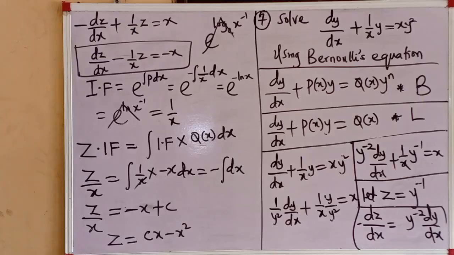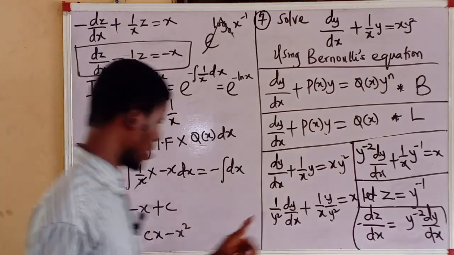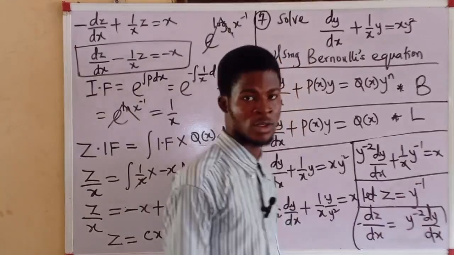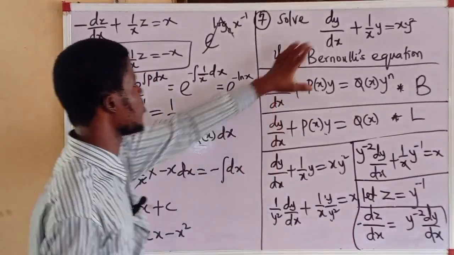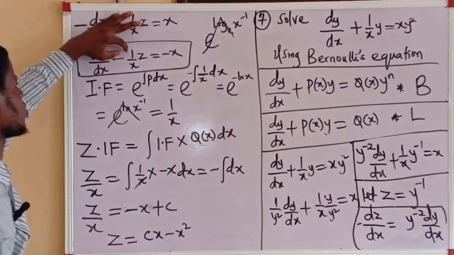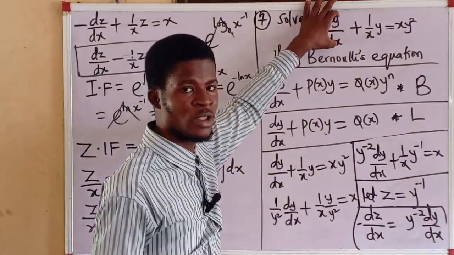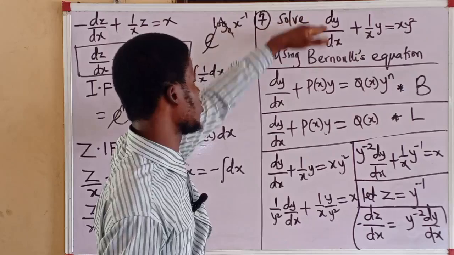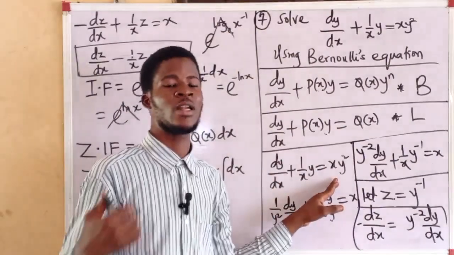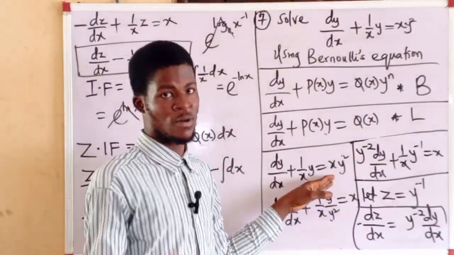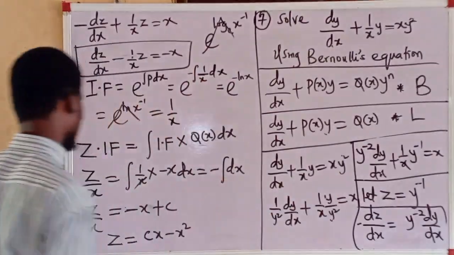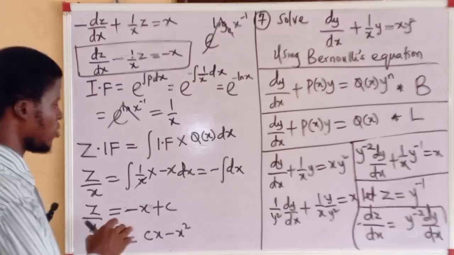Recall that z is equal to y to the power of minus 1. You know, we are solving this equation and not this. This is not the equation we are solving. This is the equation that we are solving. This is Bernoulli's equation. We only reduce the equation to a linear equation that is easy to solve. So we are now replacing the variables. That's what we are doing now.